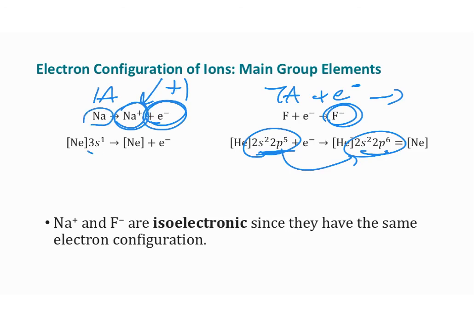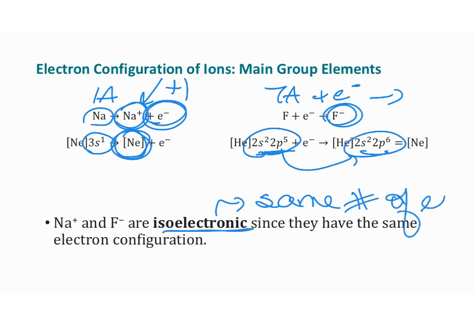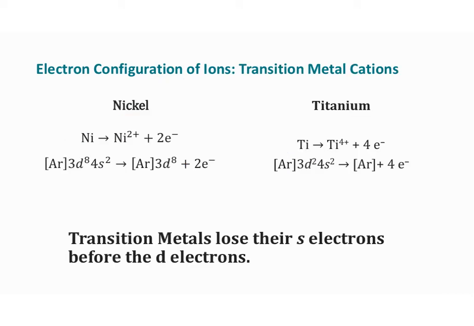And sodium loses its 1 valence electron, so it becomes isoelectronic with neon. Isoelectronic means same number of electrons. I have seen that vocabulary word show up on the ACS final exam. Isoelectronic is same number of electrons.